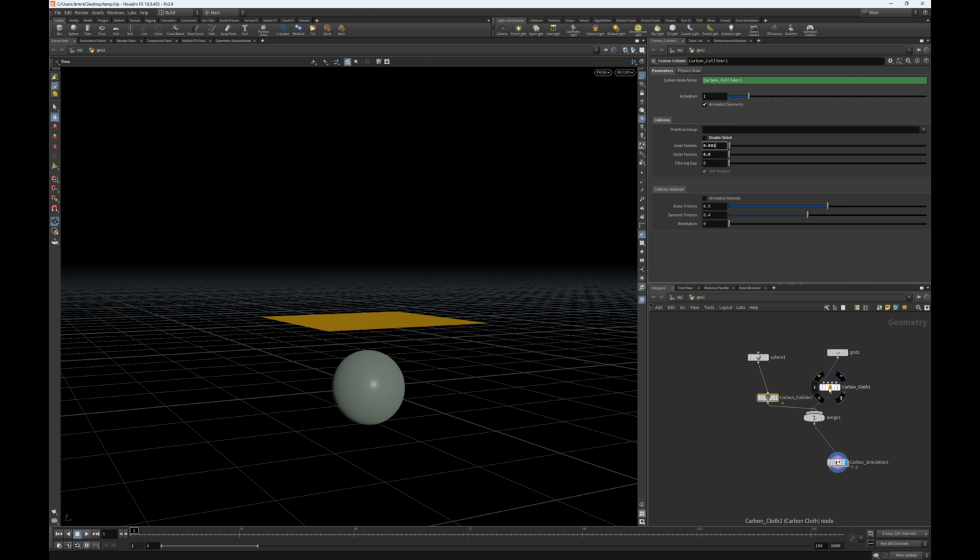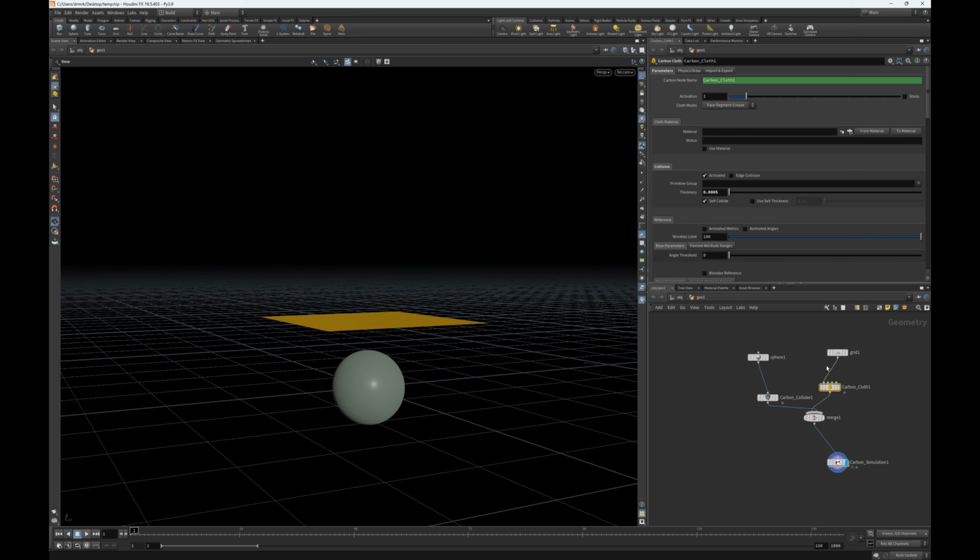The cloth here has a thickness of 0.5 millimeters, and if we run this, I'd already run the simulation at the start. It runs fine, cloth doesn't tangle, it collides just fine.